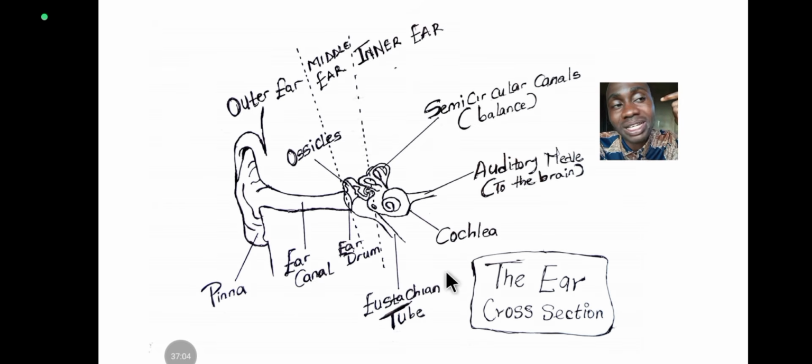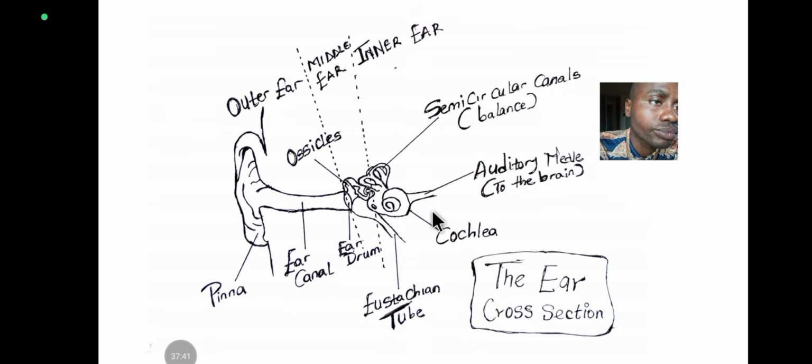The eustachian tube is connected to your throat. That is why it's called ear, nose, and throat. So that's why when you swallow, it clears off that excess air, and you can hear better once more. Okay, so these 3 structures, or these 3 bones that make up the middle ear, are known as ear ossicles. They are collectively called ear ossicles: malleus, incus, and stapes. Malleus, incus, and stapes.